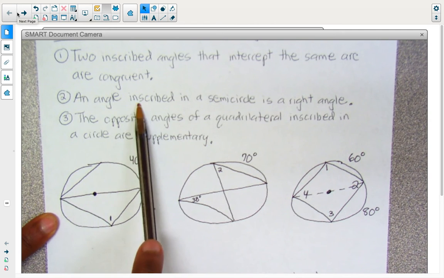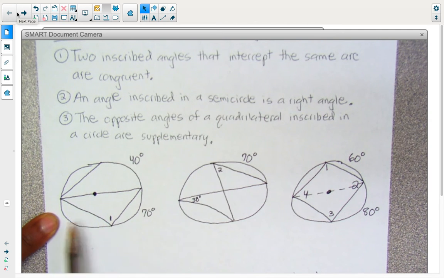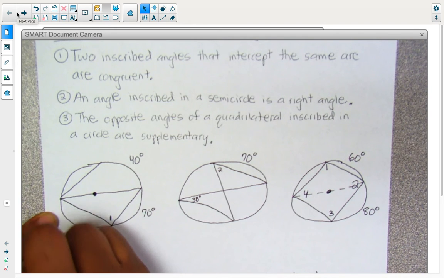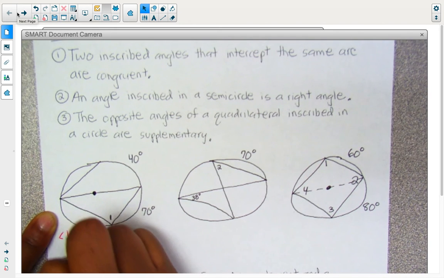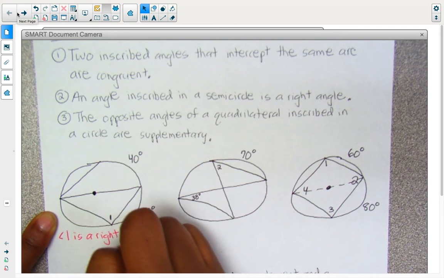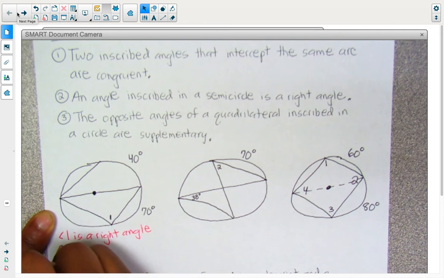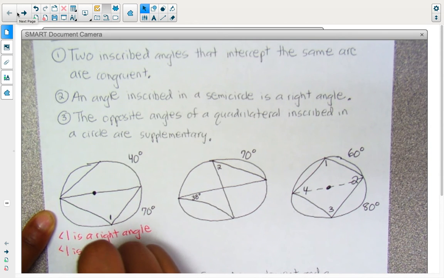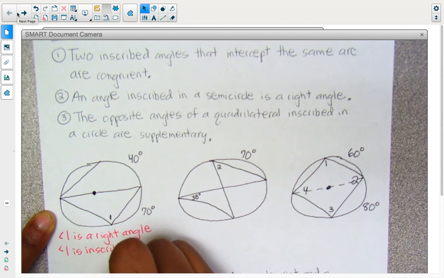An angle inscribed in a semicircle, which angle 1 is inscribed inside of the semicircle. That tells us that it is a right angle. So angle 1 is a right angle. And how do I know that? Because angle 1 is inscribed in a semicircle.